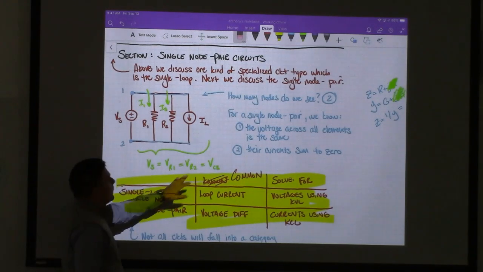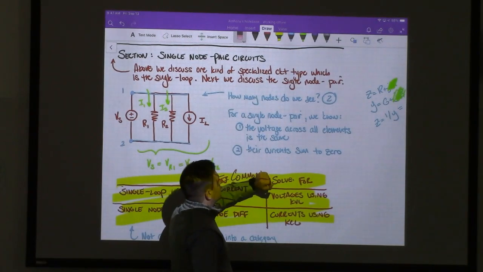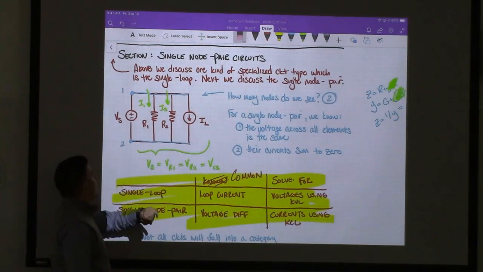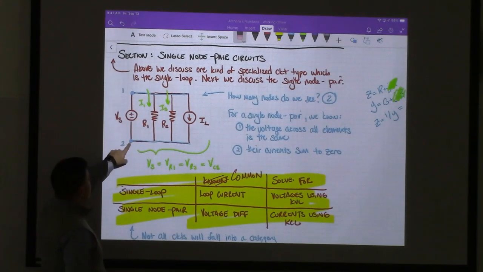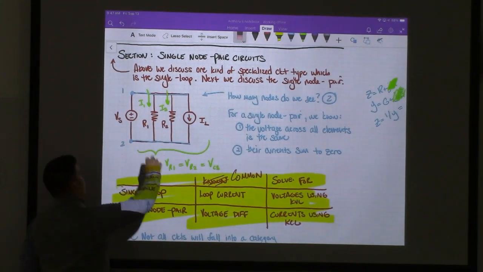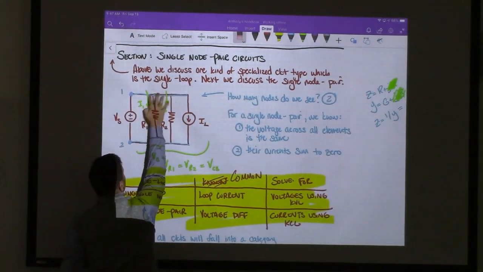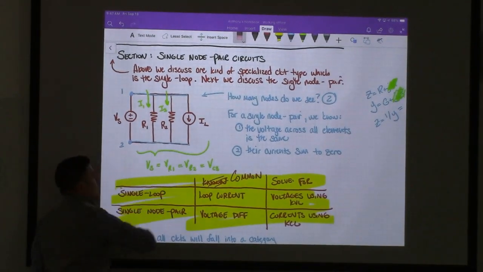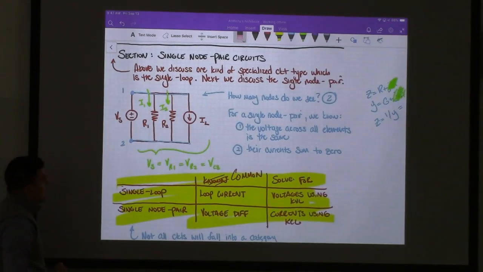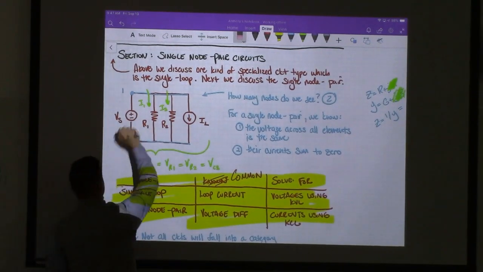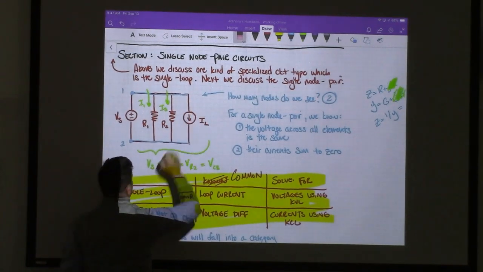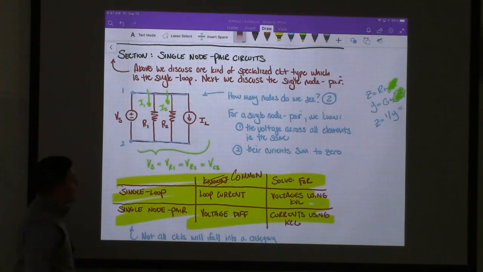where for a single node pair we know that the voltage across all the elements is the same and their currents sum together at both of the nodes. We have two nodes. All the currents for all the elements sum to 0 up here. All of the currents for all of the elements sum to 0 down there. We know that the voltage Vs will be equal to the voltage across R1, R2, and across IL, the current source.